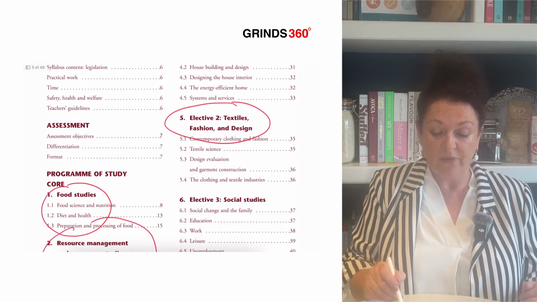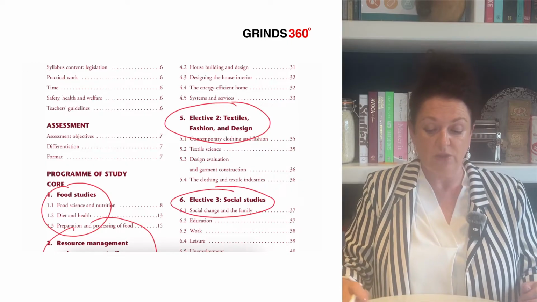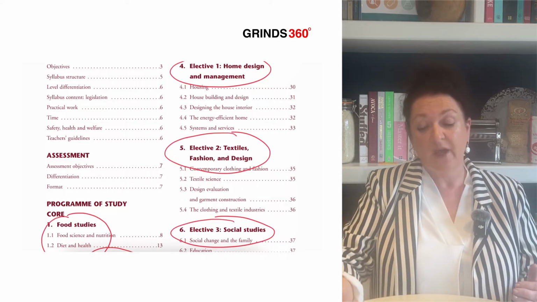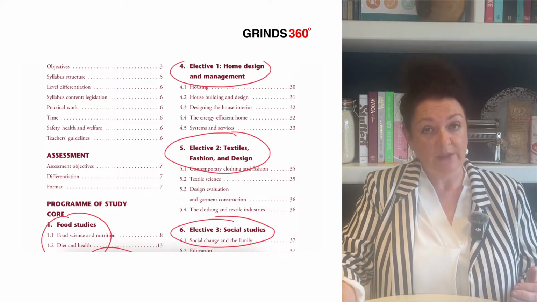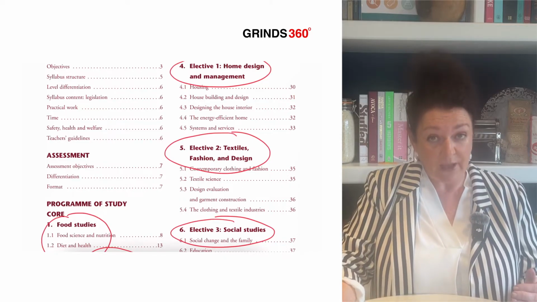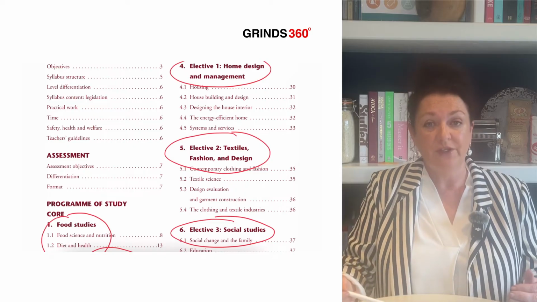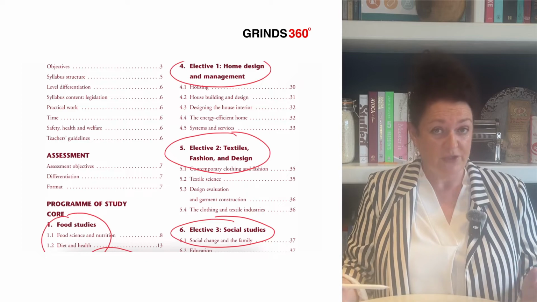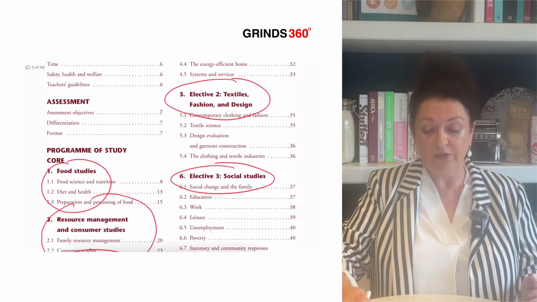elective 3, which is social studies. Pretty much, of the choices that are made, half the students who sit Home Economics Leaving Cert study the Home Design and Management section, and the other half tend to study the Social Studies. Now, since COVID, we've had adjustments, as you're aware, to the Leaving Cert.